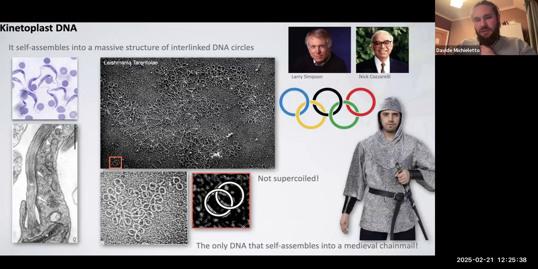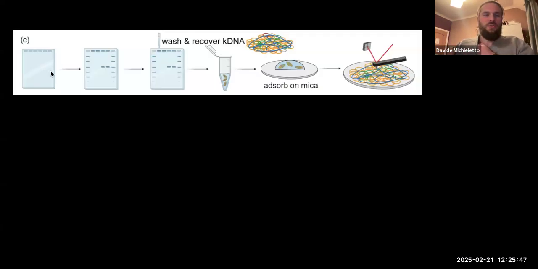Now, we want to understand a little bit better the topology of this network. They are linked, but how? What's the exact topology of the network? So what we did, and this is something that we developed in our lab, is run a gel. When you load the kinetoplast in the gel, because it's so big, it actually remains in the well. So it's a perfect way to wash away any other forms of impurities. So you run a gel electrophoresis, you load the DNA on the top here, you run it, and then you can recover it from the well. You absorb it on mica, and then you do AFM. And these are the images that you get.